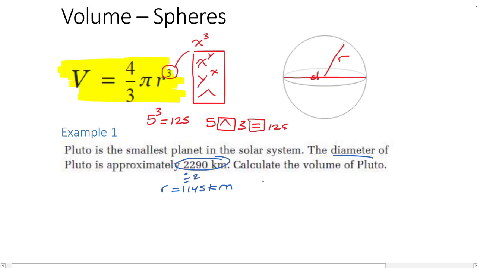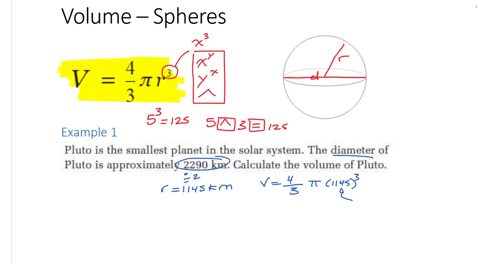All right, so let's just punch that into our formula. Pretty easy, right? I'm going to go 4 divided by 3, then I hit times, I'm going to hit my pi button, and then I'm going to hit times, and I'm going to hit 1,145 cubed. You might even want to do that part first. If it was me, here's the order I generally go. I'll even bring up my calculator and we'll check it out.